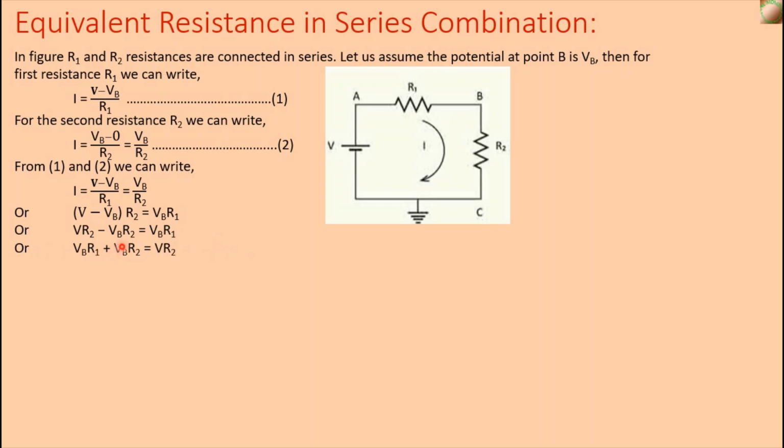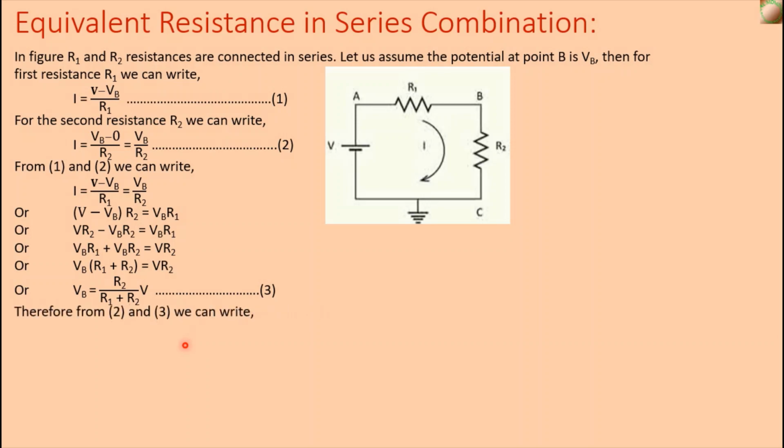By simplification, we get VB R1 plus VB R2 is equal to V R2. VB is common, so VB into (R1 plus R2) is equal to V R2. That is, VB is equal to R2 divided by (R1 plus R2) into V. This is equation number 3.